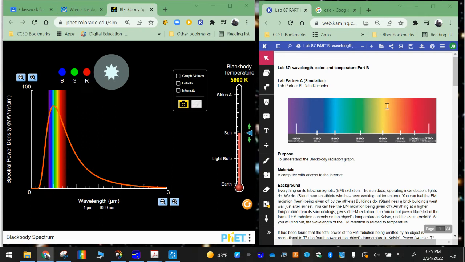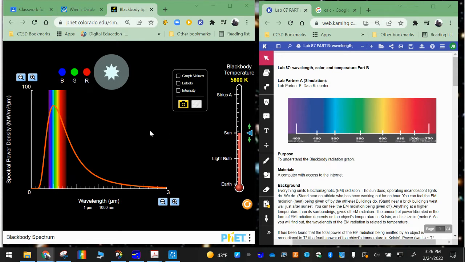I've been asked to make a video on how to complete Lab 87 Part B. What it entails is that you're going to be using this simulation here. You can work in a group of 2 or 3 people. One person runs the simulation, and the other people can do a shared Google Document. Basically, we're just going to pick up where we left off in Part A.